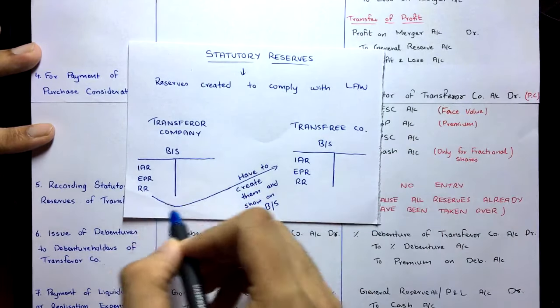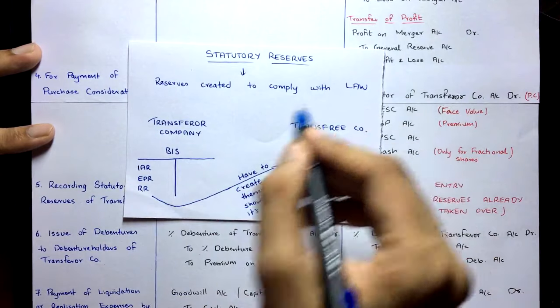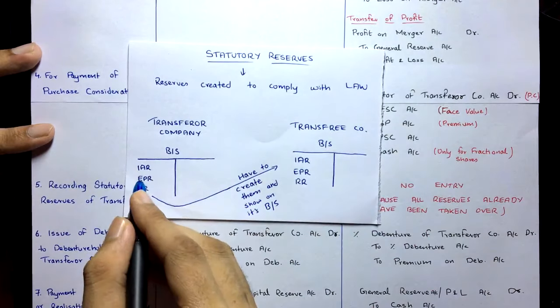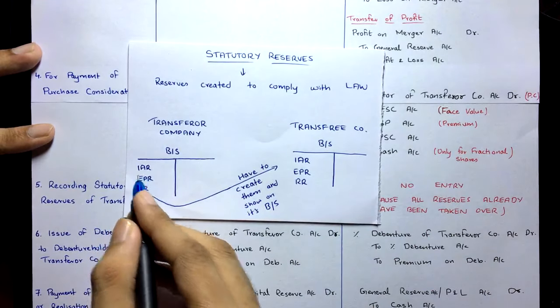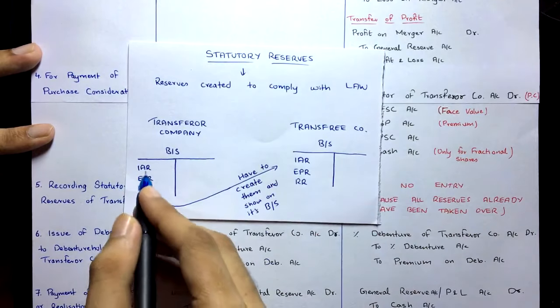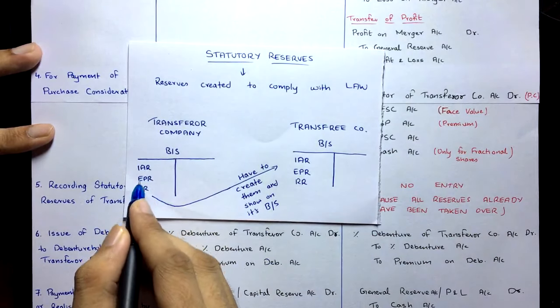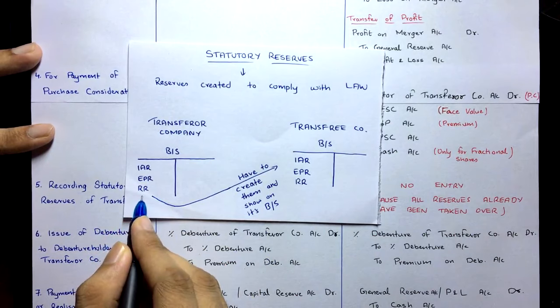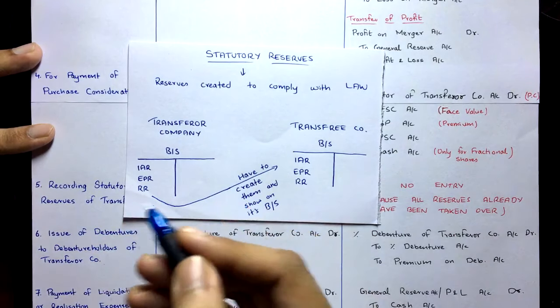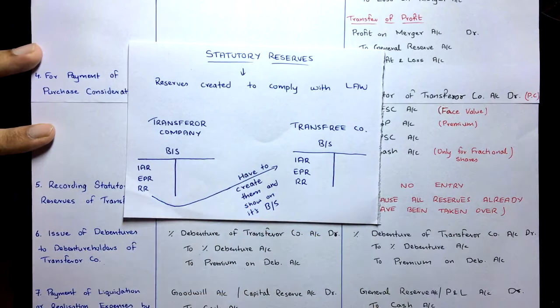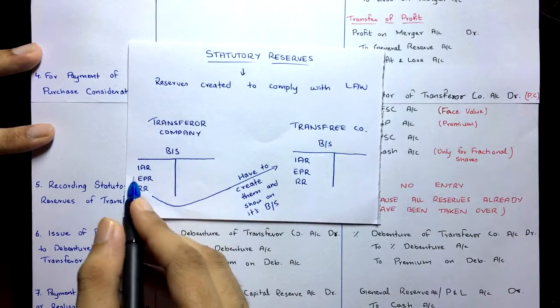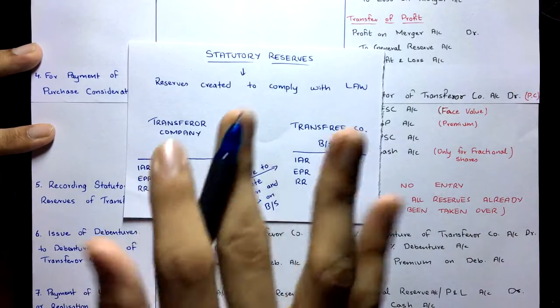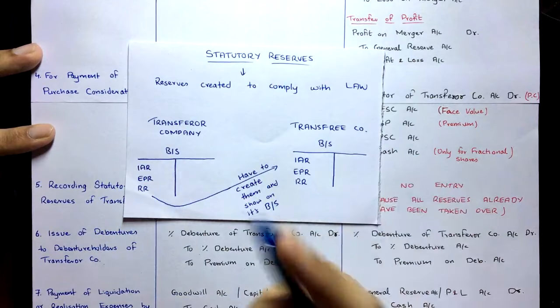Let's say you also did the same in your company. You had a company and the law told you to create a certain reserve for 5 years. Let's say it was investment allowance reserve. There are many statutory reserves. I have written 3 over here: investment allowance reserve, export profit reserve, rebate reserve, and many more. You can see that in your book. So now let's say the law told you to create this IAR, investment allowance reserve, for 5 years, and you did that. You complied with the law.